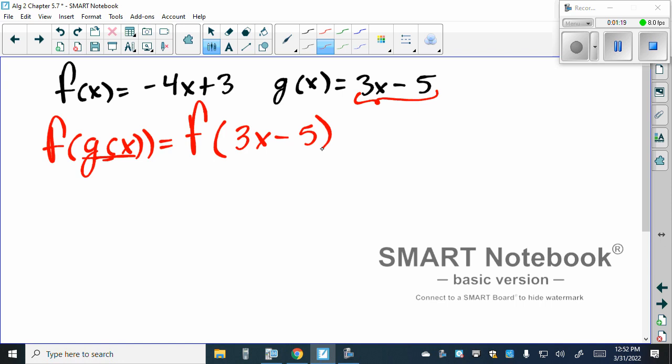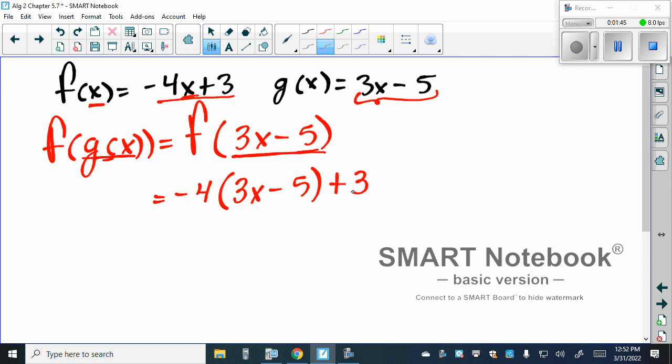Now for the next part, f of x is negative 4x plus 3. I don't have f of x, I have f of 3x minus 5. So everywhere there's an x in the function f of x, I'm going to replace it with 3x minus 5. So what that would give us is negative 4, parentheses, 3x minus 5, plus 3. So anywhere there's an x, we replace it with what's inside those parentheses, which for here would be 3x minus 5.